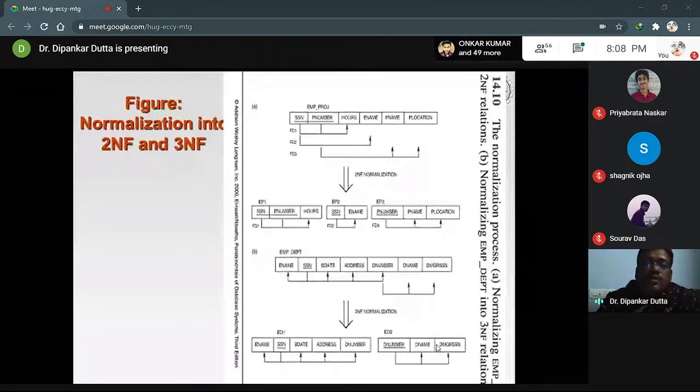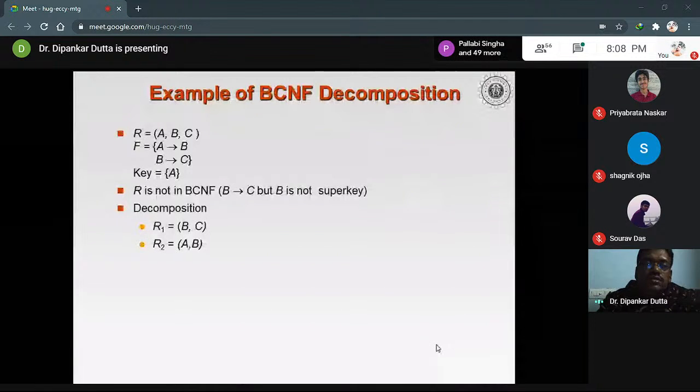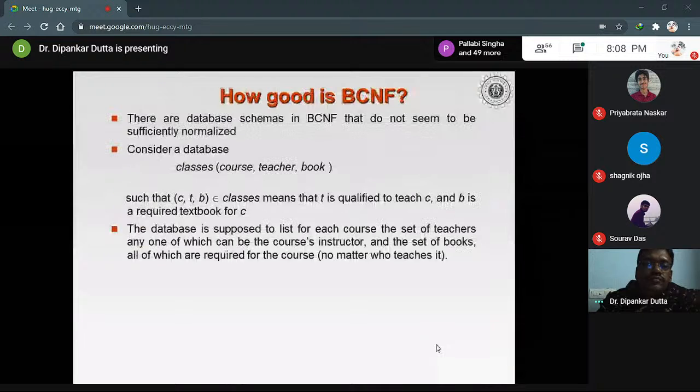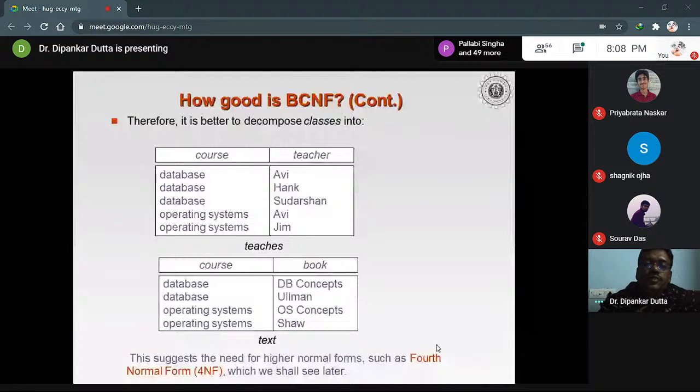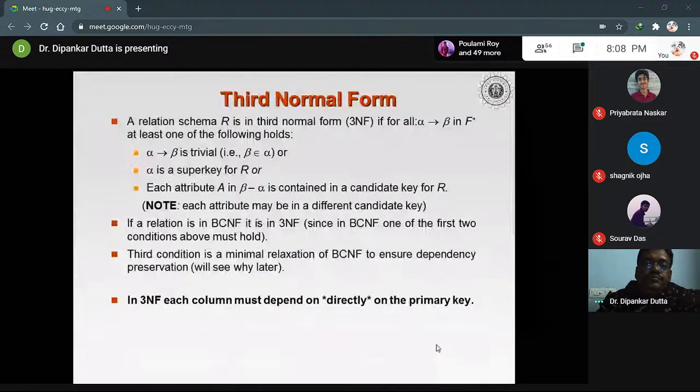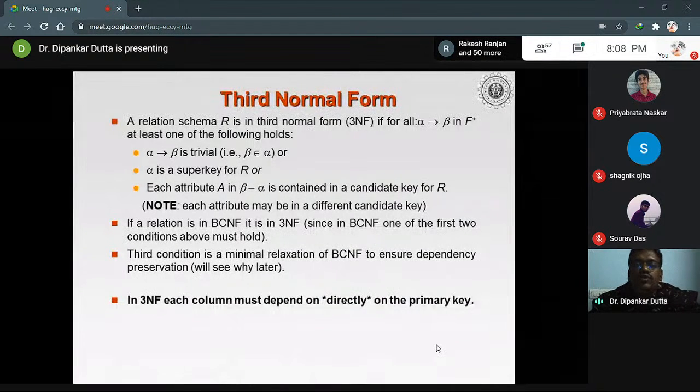Okay, now I will discuss this Boyce-Codd normal form. First, I will discuss this BCNF. Sorry, third normal form. So third normal form: a relation R is in third normal form if for all alpha implies beta in F plus, at least one of the following holds.